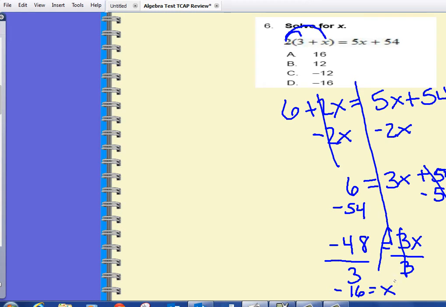equals x. And then I look up at my solutions, and in this case, D is going to be my solution. And that is number 6 of the Algebra TCAP review test.